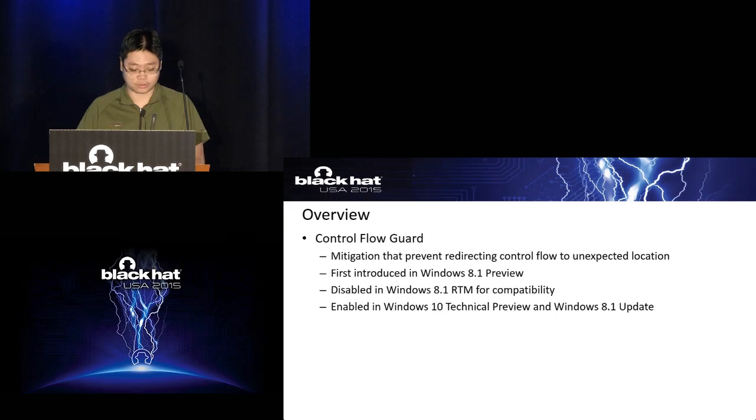Okay, this is the overview. Control Flow Guard is a mitigation that prevents redirecting control flow to unexpected locations. It's not a brand new feature. It was first introduced in the Windows 8.1 preview, but disabled in RTM for compatibility reasons. And then Microsoft enhanced that feature and enabled it in the Windows 10 technical preview and Windows 8.1 Update 3.